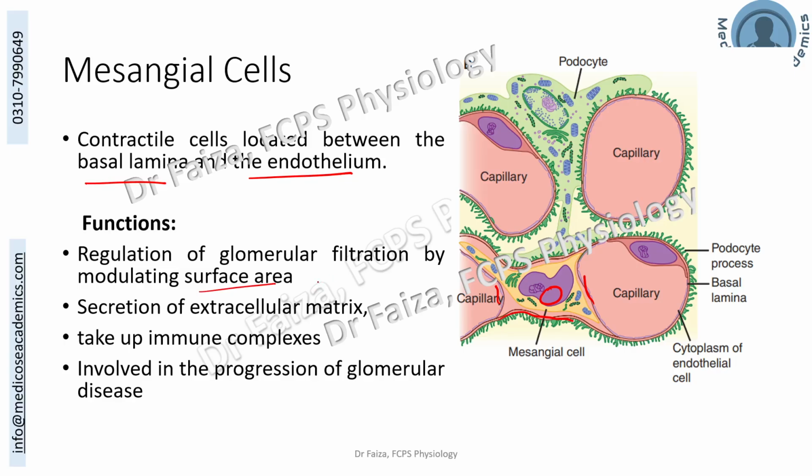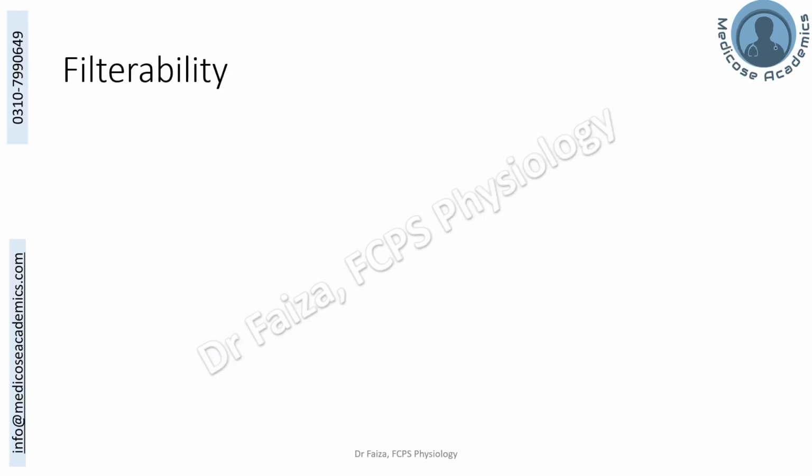Additional functions of these mesangial cells include secretion of extracellular matrix. They can uptake the immune complexes, so they have a role to play in autoimmune diseases as well. Also involved in progression of the glomerular diseases by leading to sclerosis and the immune reactions.